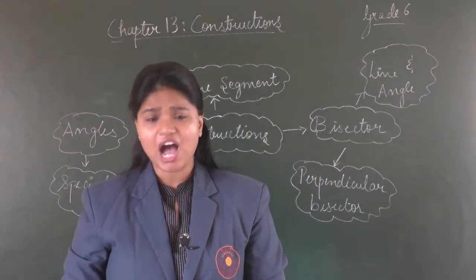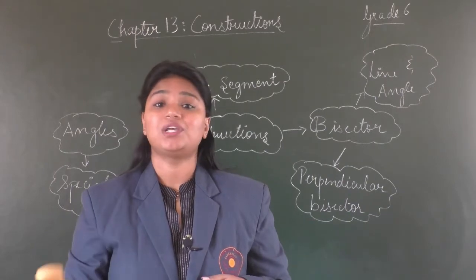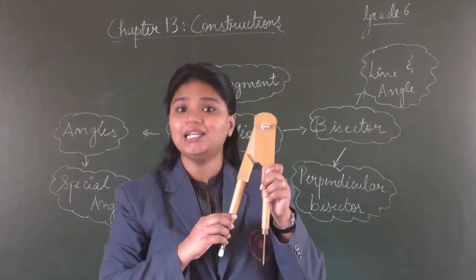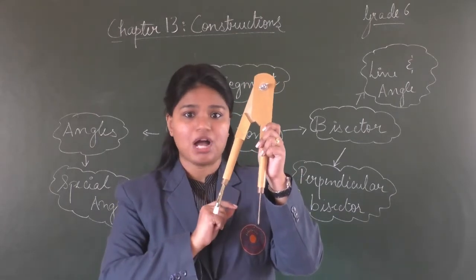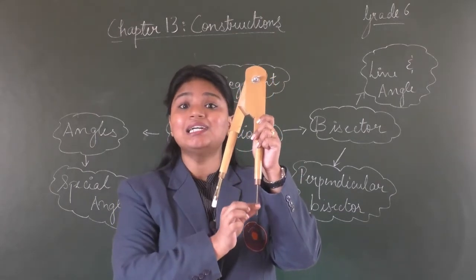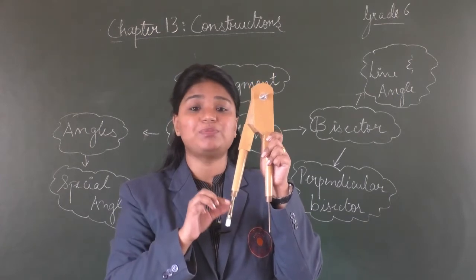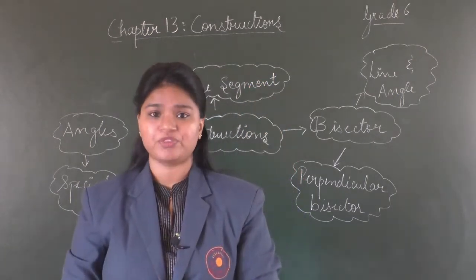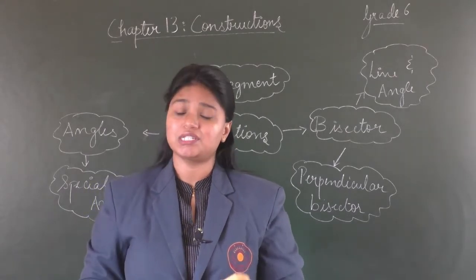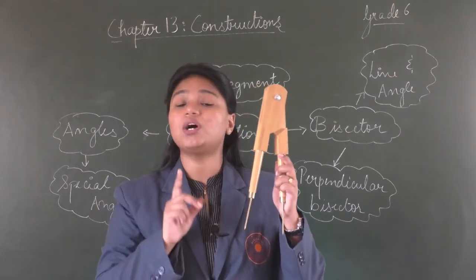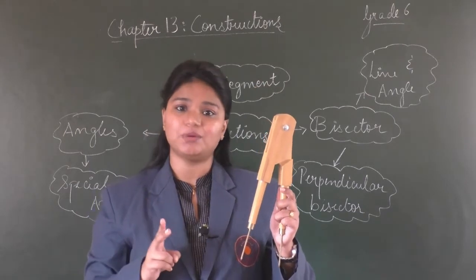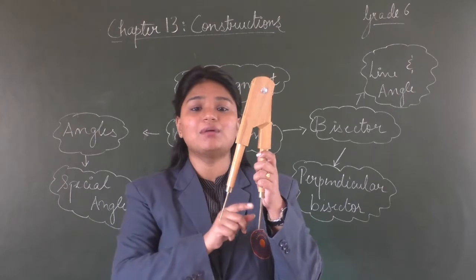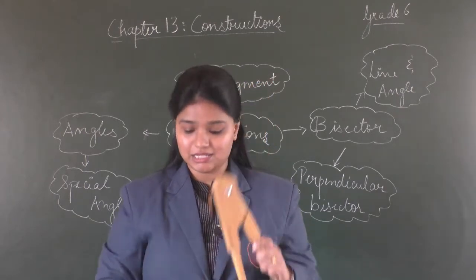Now, how do you construct circles? We construct circles using a compass. So this is a compass, and in a compass there are two arms. One arm has a needle and the second arm has a place where you can keep your pencil to draw the circle. One thing similar to a compass is a divider. Now what is the difference between a compass and a divider? In a divider there are two arms and both the arms have pointed needles.